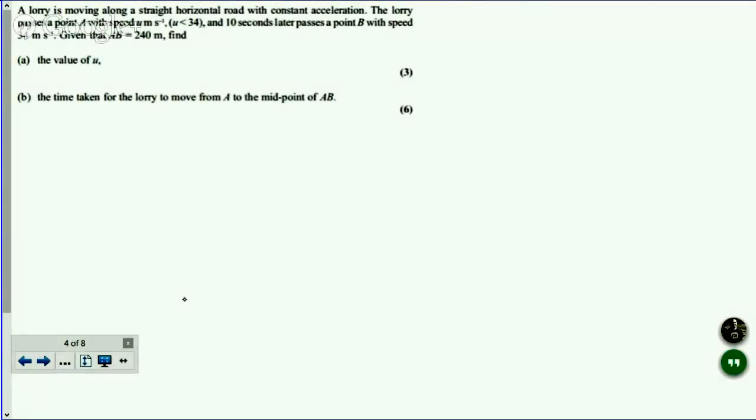Here's an exam question taken from an Edexcel paper. And we've got our lorry moving along a straight horizontal road with a constant acceleration. It's never going to be anything other than a constant acceleration for M1. So this is the problem we've got to solve. You've got the first part where you have to find U. Note that's 3 marks and the second part is 6. That would imply to me, for 6 marks, that you're not just going to get away with one calculation. You're probably going to need to find one variable in order to find the time. So just use that as a bit of a guide when you see the questions as to how much you might expect to do.